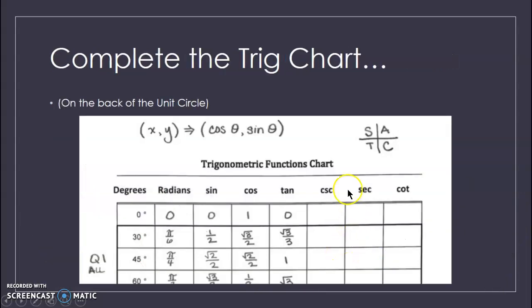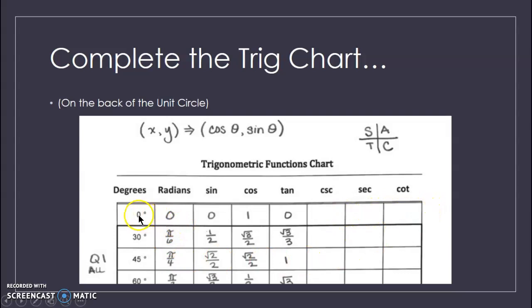Okay, now our goal is to actually complete the trig chart that we have on the back of our unit circle. So we've gone ahead and we've filled in the degrees, the radians, sine, cosine, and tangent values. But what we want to do now is we want to take these values, and if we haven't already, we want to fill in our reciprocal functions. So we want to take all of this and flip it with the functions that match.